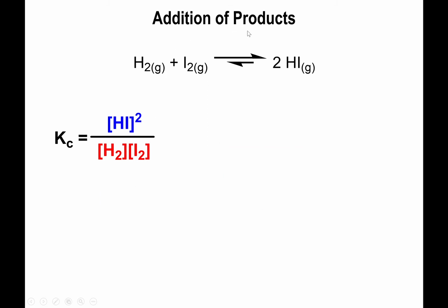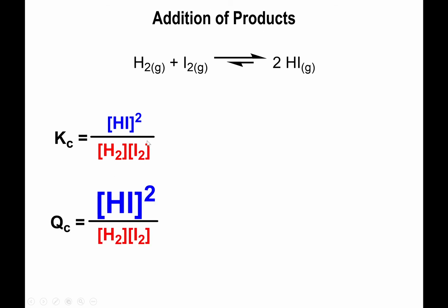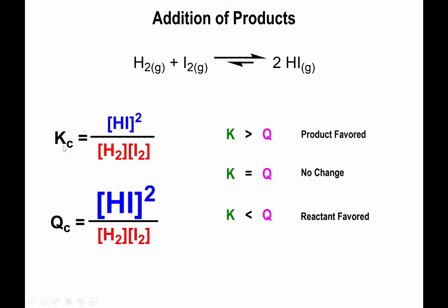The same logic applies when you add products. If you add products, now your numerator is going to be larger than what you had before. And so the value of Q is going to be larger than the value of K. And so Q being larger than K means that you're going to be reactant favor. You'll be shifting to the reactant side.